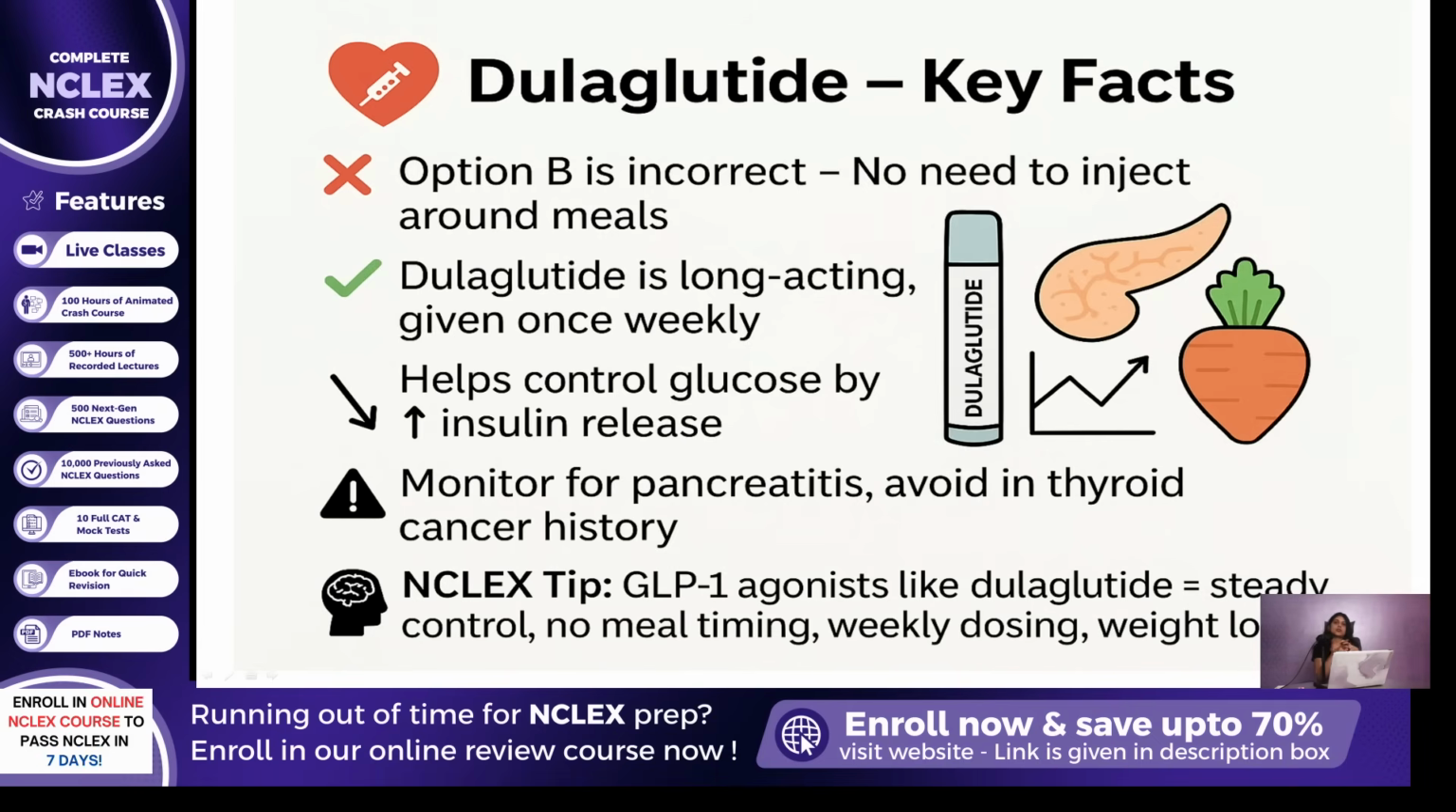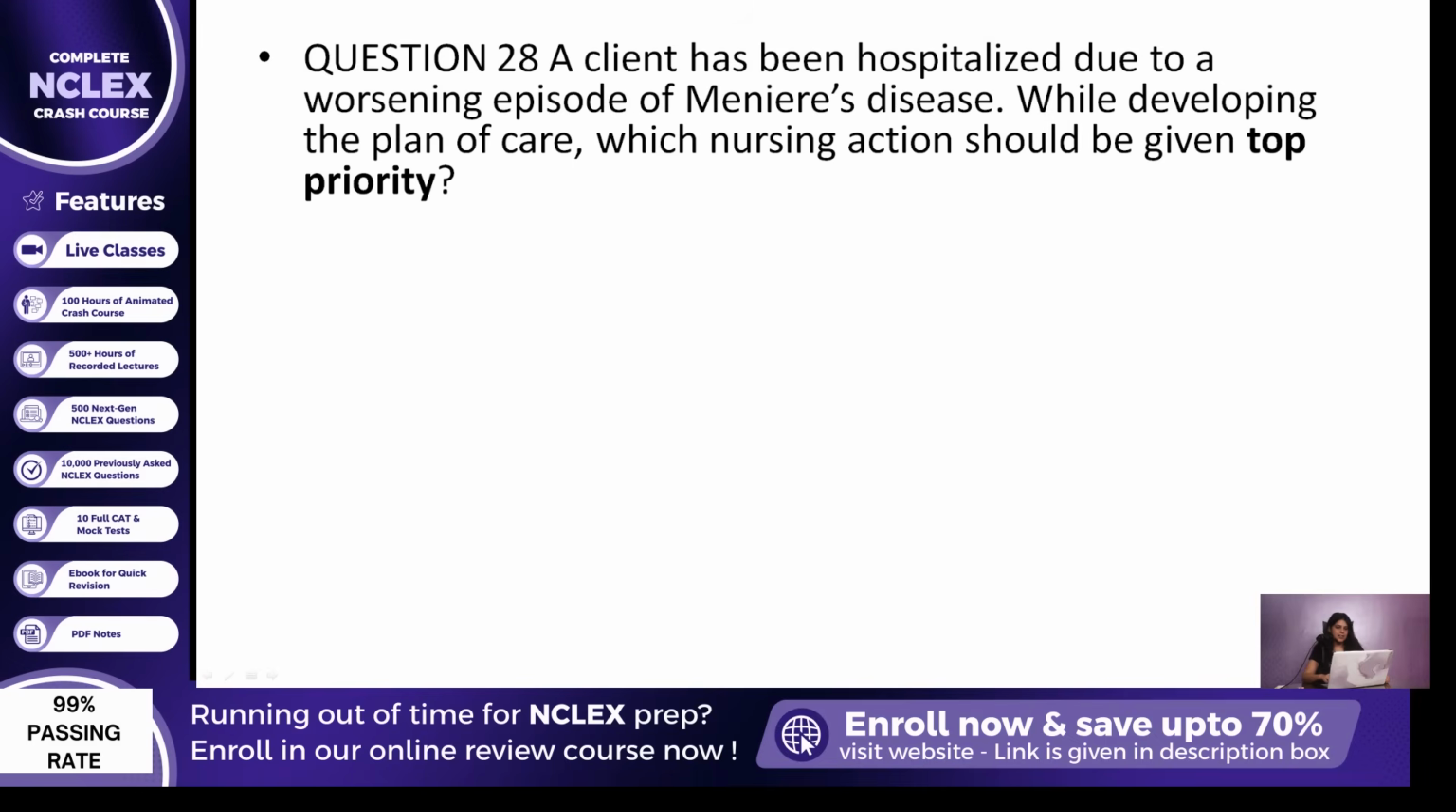Let us now focus on question 28, which highlights prioritization in a client with a balance-related disorder. A client has been hospitalized due to a worsening episode of Meniere's disease. While developing the plan of care, which nursing action should be given top priority?